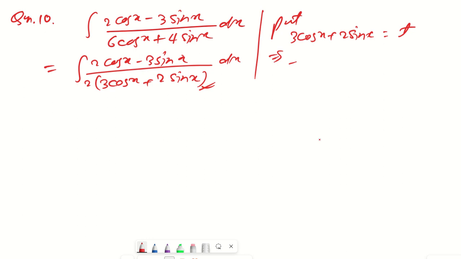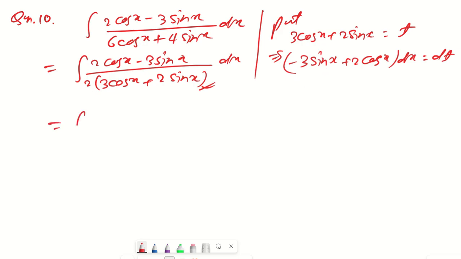It will become differentiation of cos x is minus sin x, so minus 3 sin x plus 2 cos x dx is equal to dt. By seeing that, we can see here the numerator is 2 cos x minus 3 sin x, so 2 cos x minus 3 sin x is available here, so we can replace that.